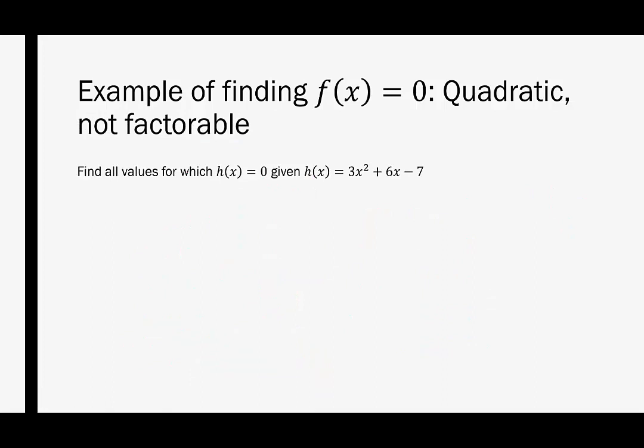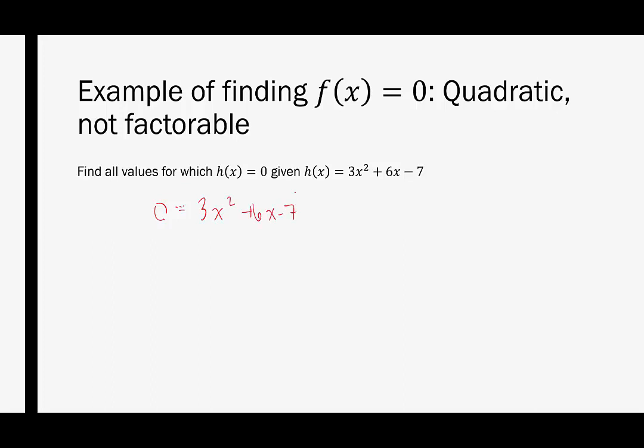In our next example, we're going to look at a quadratic that's not factorable. So we're going to find all values for h of x equals 0, given h of x is equal to 3x squared plus 6x minus 7. So first we're going to substitute in, we're going to say 0 equals 3x squared plus 6x minus 7.